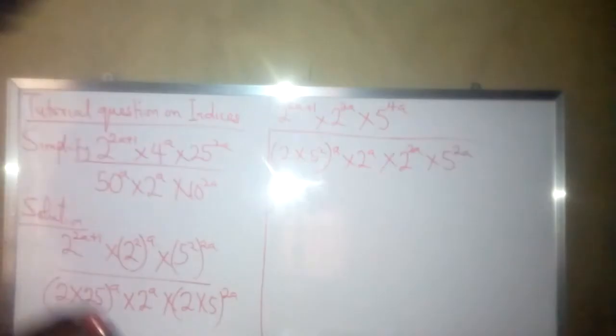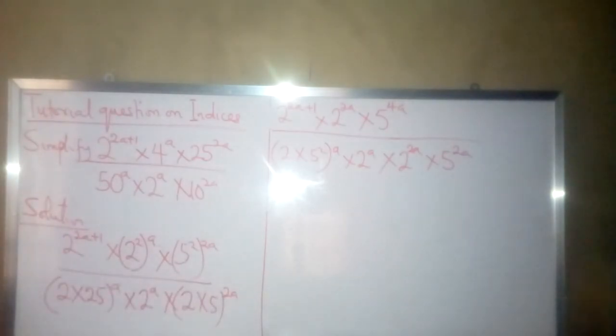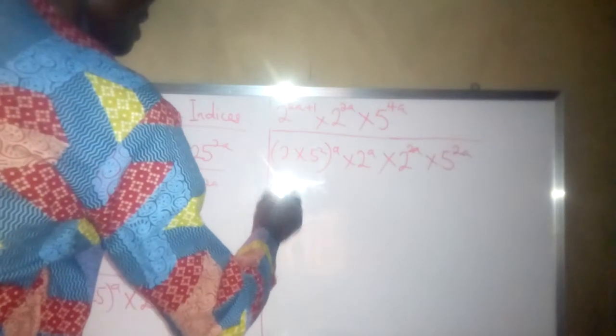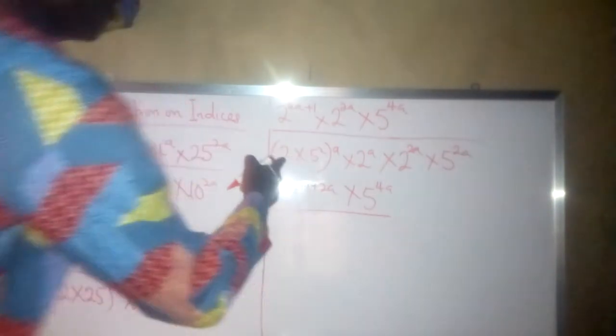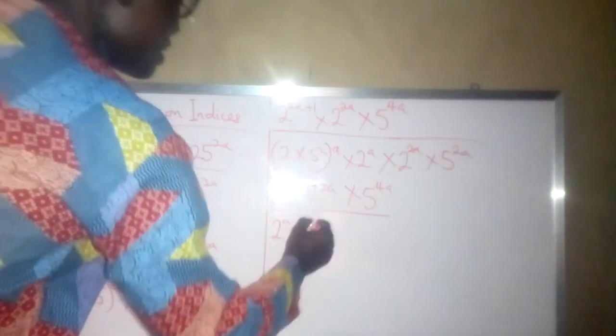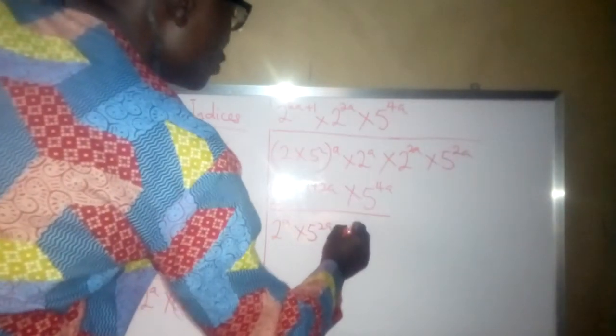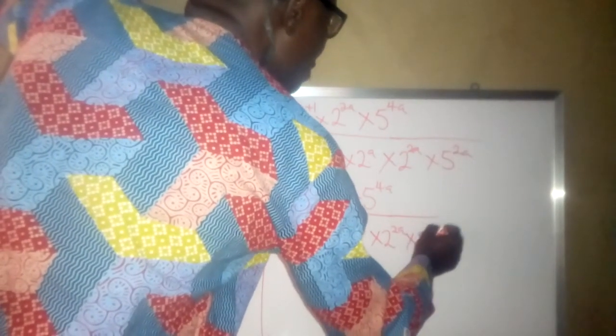I hope you understand that. What this implies is that 2 and 5 are owners of the power 2a. So they can have 2 raised to power 2a plus 1. Then, in indices, when you are multiplying the index numbers, their powers will be added. So there's plus 2a, then multiply by 5 raised to power 4a, all over. Now, opening this up, you have 2 raised to power a, multiplied by 5 raised to power 2 times a, that's 5 raised to power 2a, multiplied by 2 raised to power a, then times 2 raised to power 2a, then multiply by 5 raised to power 2a.